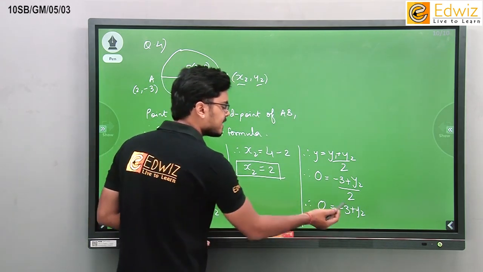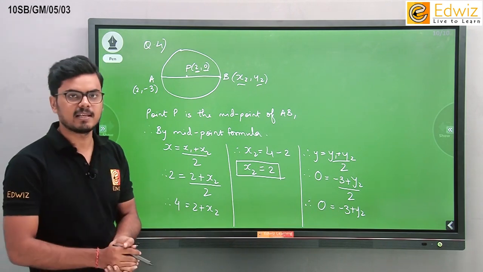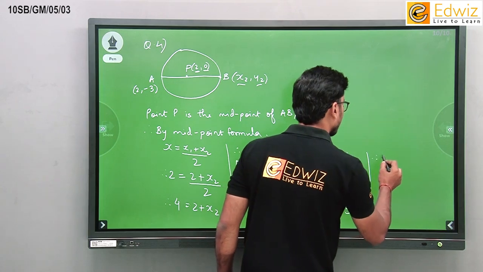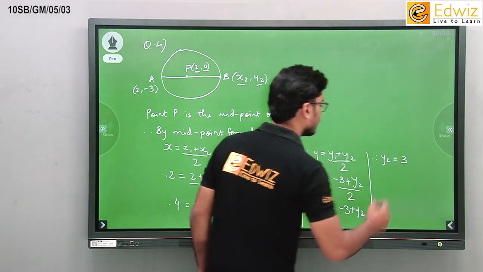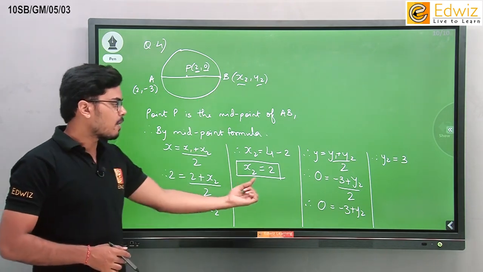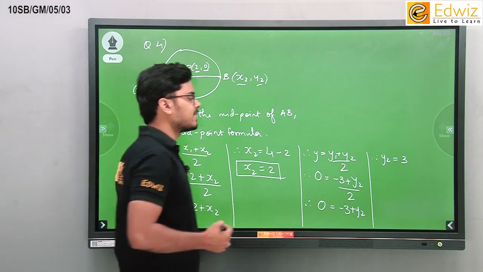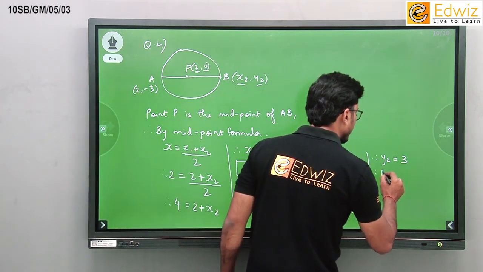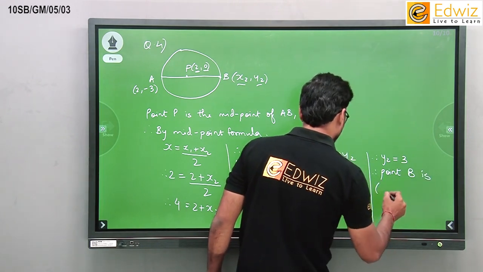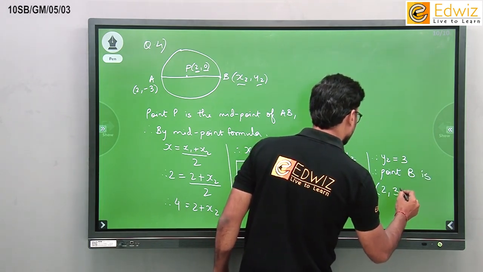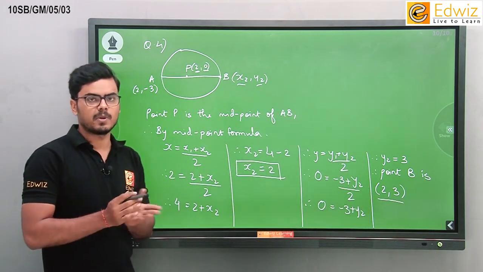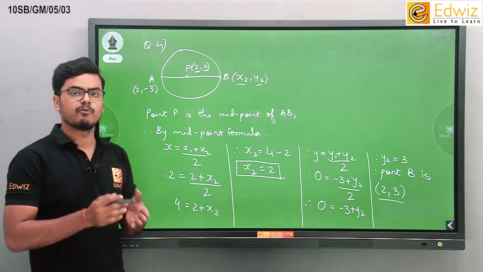So y2 will be what? Minus 3 when it goes on the other side, 0 plus 3 it will become 3 only. So y2 is nothing but 3. Okay, so the coordinates of point B, we got the answer, it is 2, 3. So finally we'll write the statement, therefore point B is 2, 3. Final answer. Okay? So very easy question once again based on midpoint formula. This is question number 4.